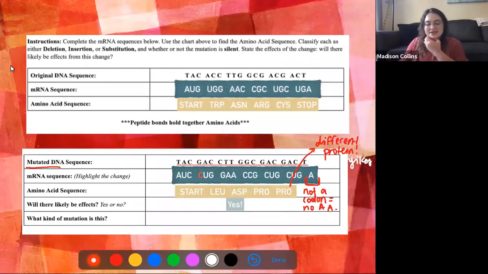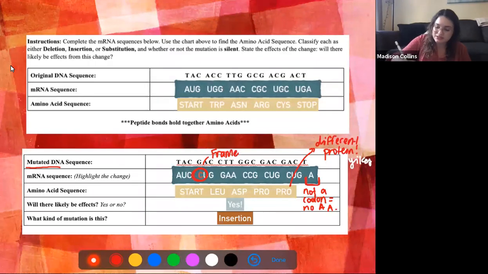So what type of mutation is this? Well, we see that we actually had an extra base that was added or inserted into our sequence. So what type of mutation is that? Well, that is an insertion mutation. We had an extra base that was inserted into our sequence, but we also need to note that that insertion caused some pretty dramatic effects with the rest of our sequence, right? It actually caused a frame shift mutation. I'm going to write that in red.